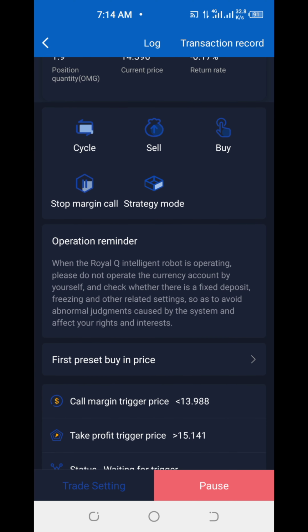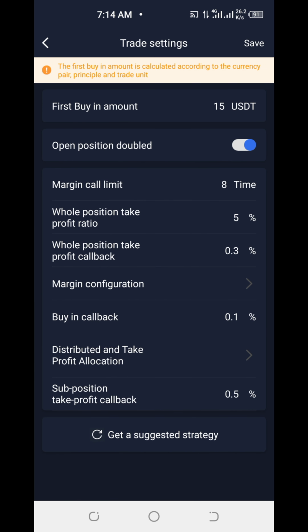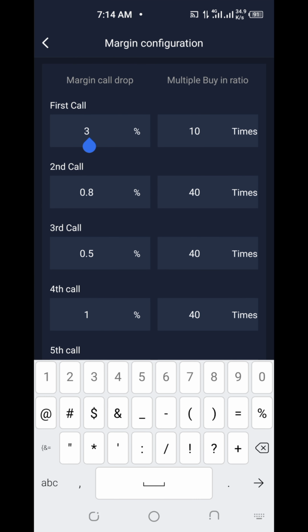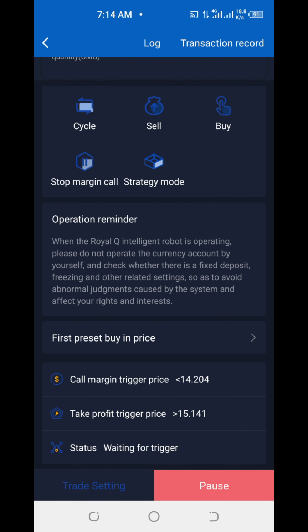So what do we do now? We'll still go back to the trade settings. Let me just demonstrate it for you, since we are looking for 14.2 thereabouts. So it's 13.9, means 3 is too much. So let's do maybe 1.5. 1.5, we confirm and save. Can you see it? 14.2.